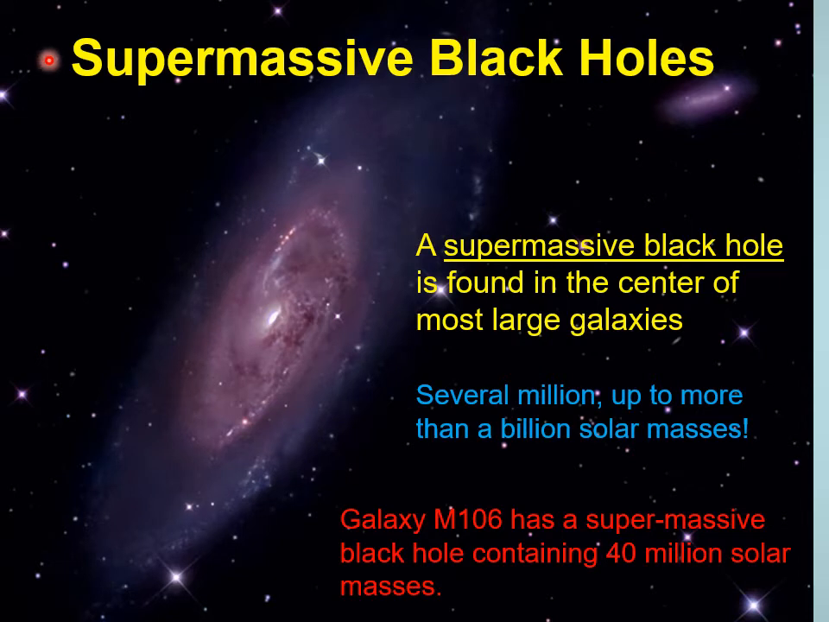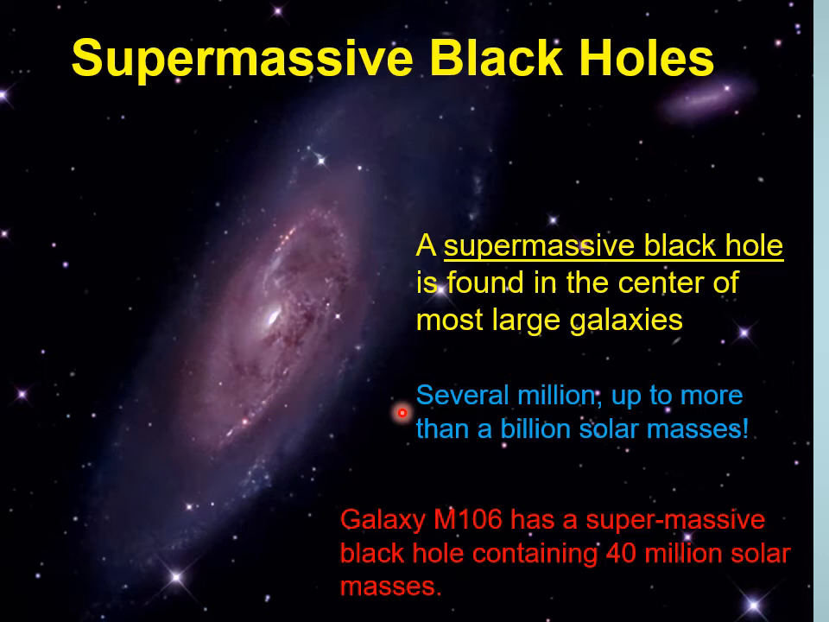We saw in part 1 of this lecture on the Milky Way that in the center of our Milky Way galaxy there is a supermassive black hole. So it turns out that supermassive black holes are found in the centers of most large galaxies. And these black holes, remember, can have several million up to more than 1 billion solar masses.